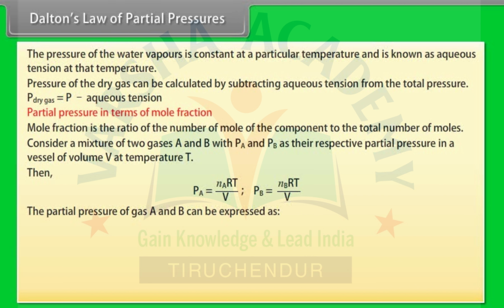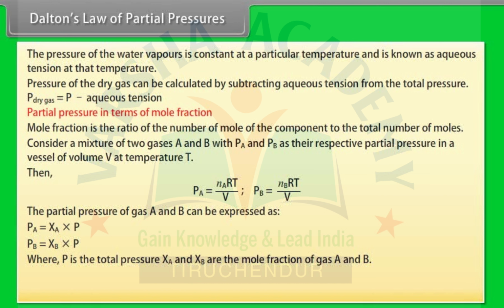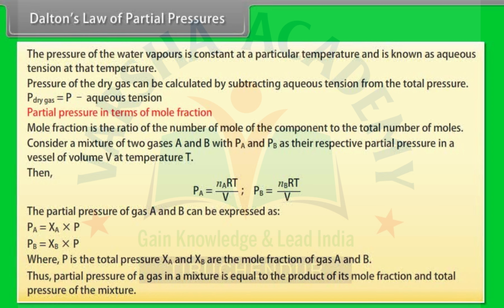The partial pressures of gases A and B can be expressed as PA is equal to XA into P, and PB is equal to XB into P, where P is the total pressure, and XA and XB are the mole fractions of gases A and B. Thus, the partial pressure of a gas in a mixture is equal to the product of its mole fraction and the total pressure of the mixture.